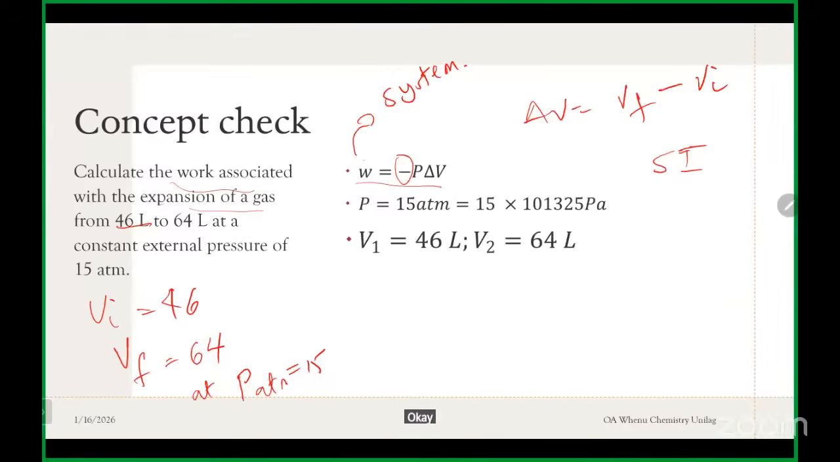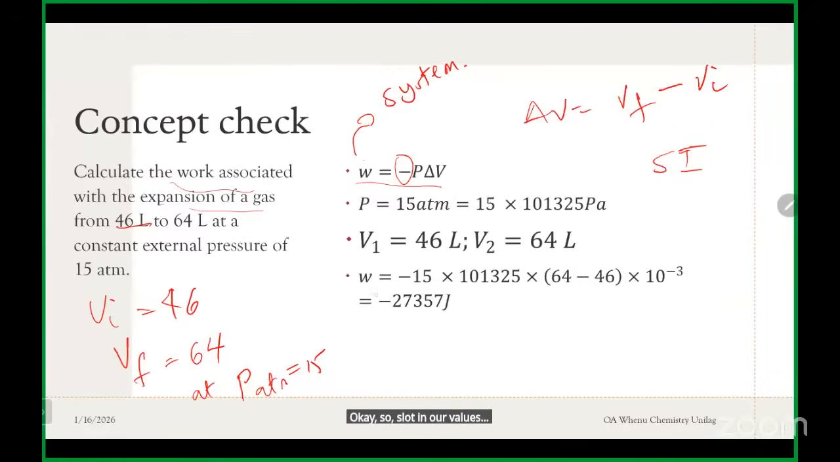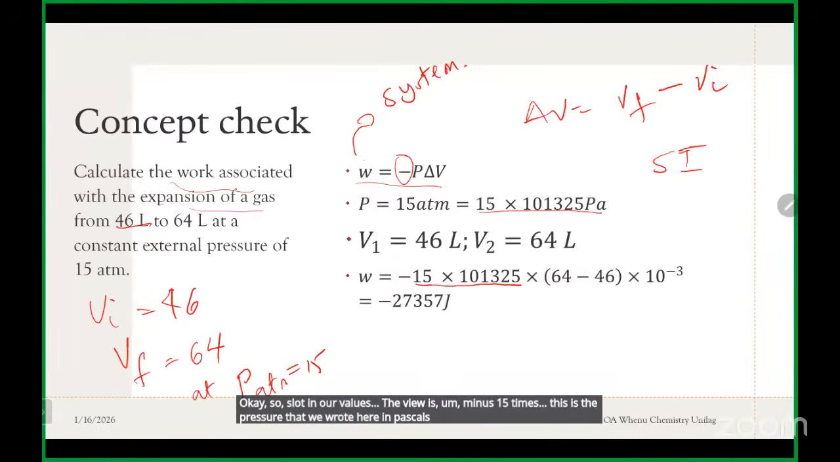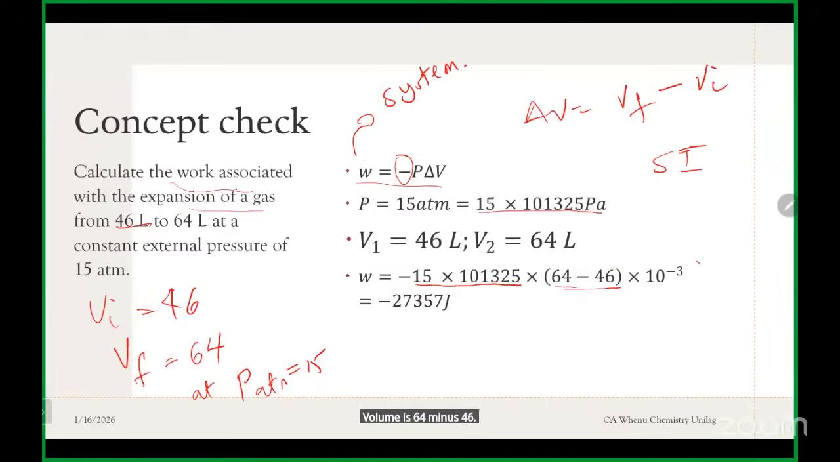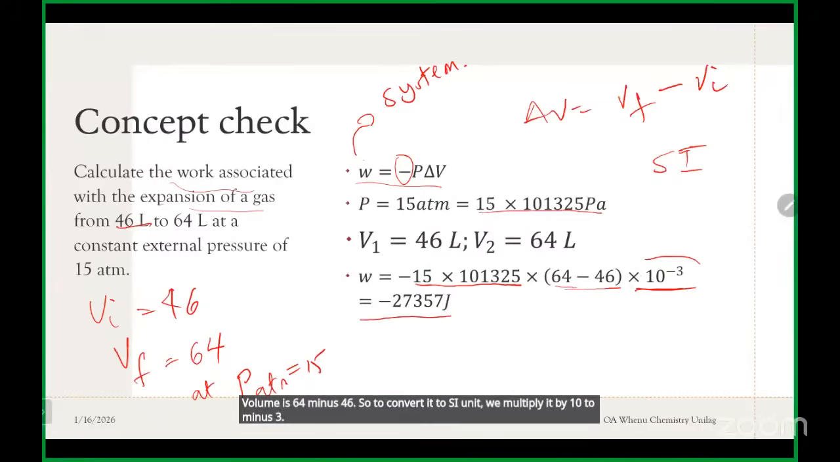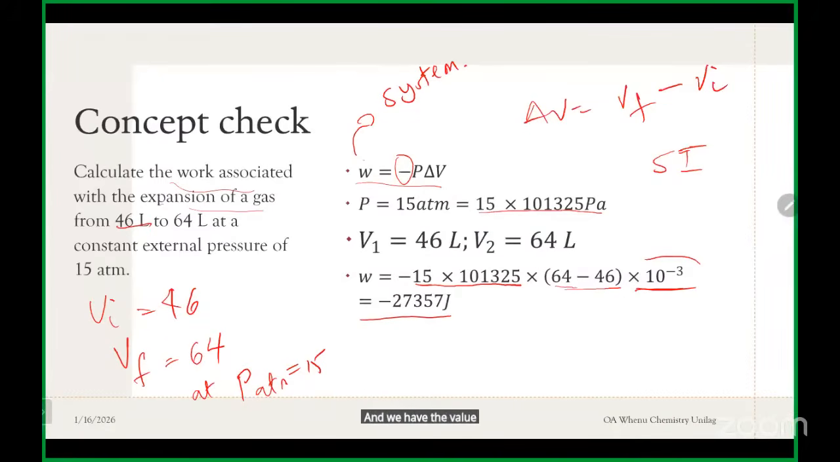Okay, so slot in our values. W is minus 15 times the pressure that we wrote here in pascals. That's the SI unit for pressure. Volume is 64 minus 46. To convert it to SI units, we multiply it by 10 to the minus 3. And we have the value for our energy in joules. Two seconds for you to look at the example, and moving on.